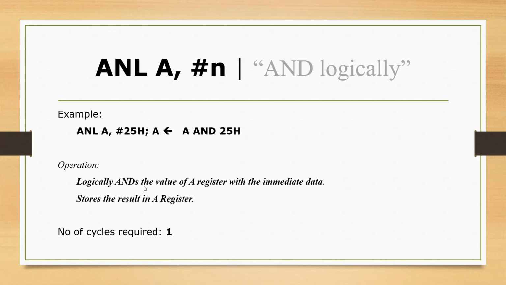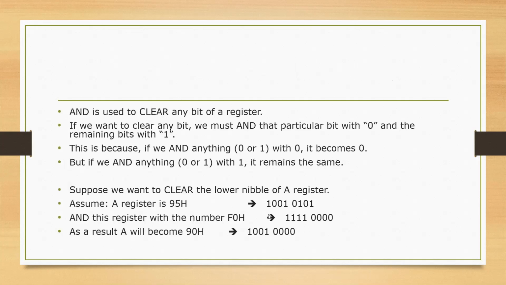So this operation logically ANDs the value of the A register with the immediate data. The immediate data is available in the instruction. This is the immediate addressing mode. So the content of the A register is ANDed with the immediate data and the result is stored in the A register. Number of cycles required is 1.